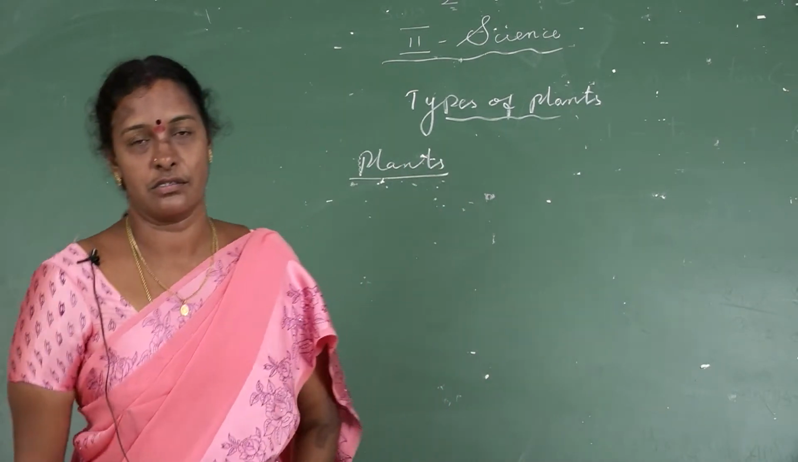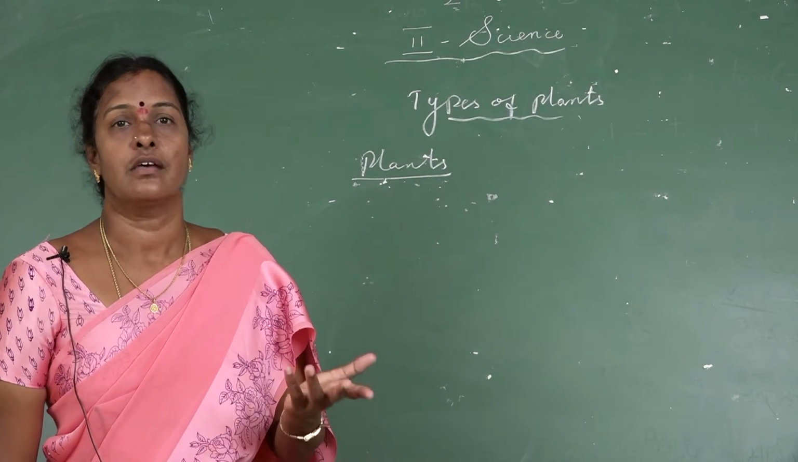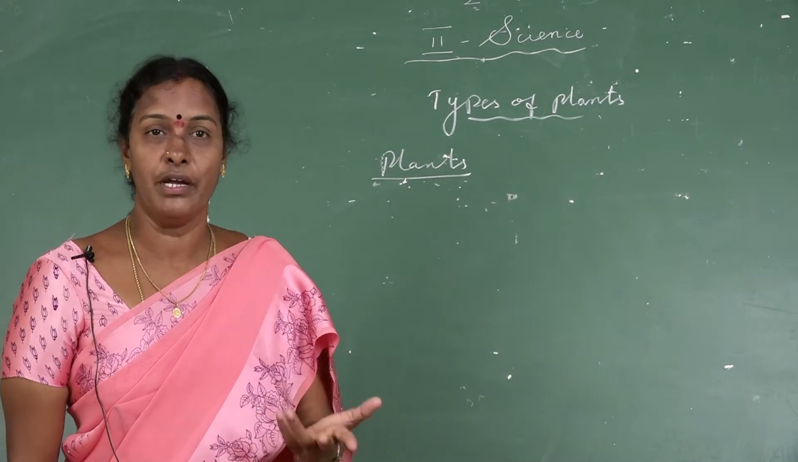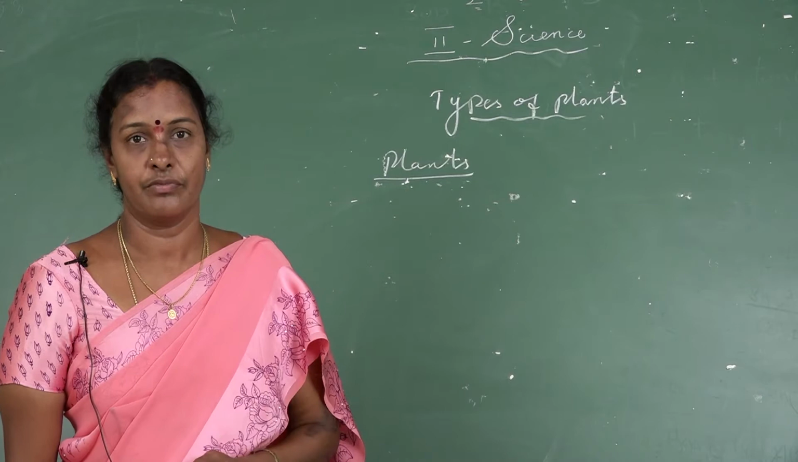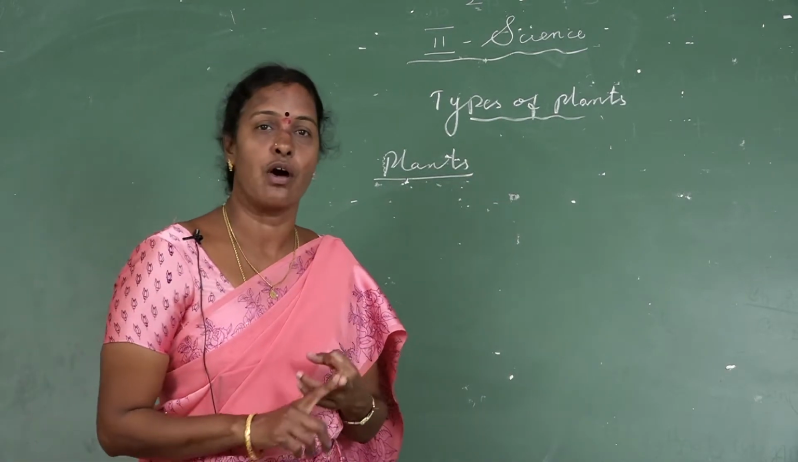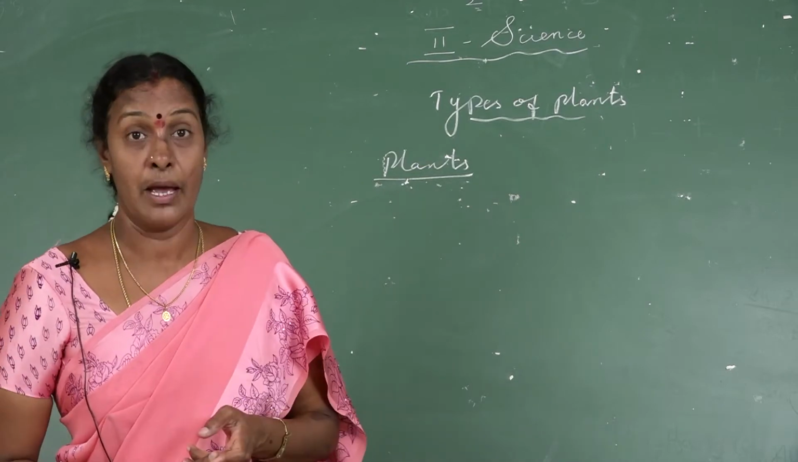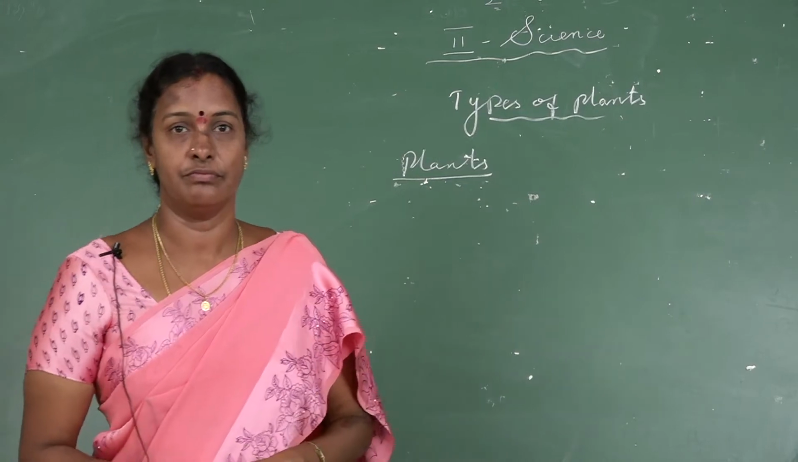Plants are living things. We see plants around us. Some are big and some are small. They all grow and die. They need air, water, soil, and sunlight to grow. Plants make our world colorful and beautiful.